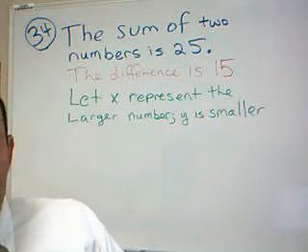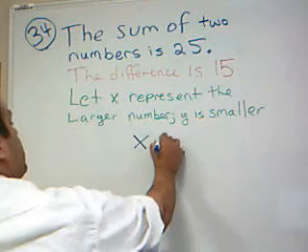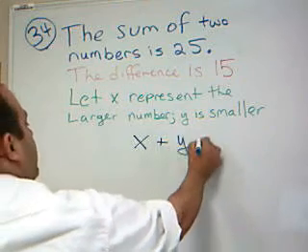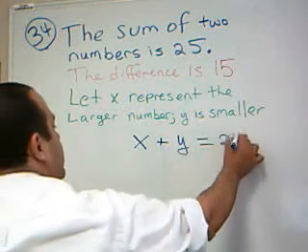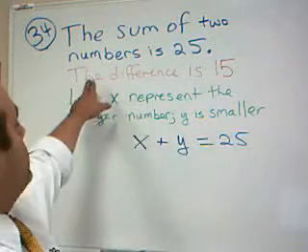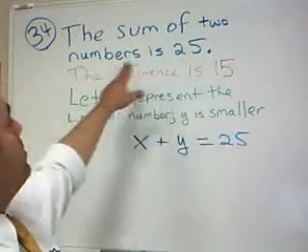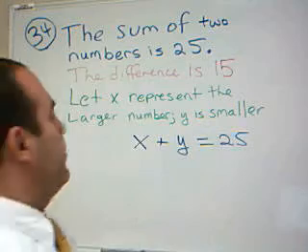The sum of two numbers is 25. If we call one of those numbers x and the other number y, that can be written easily as x plus y equals 25. The second sentence is a little bit harder. The difference between those two numbers is 15.